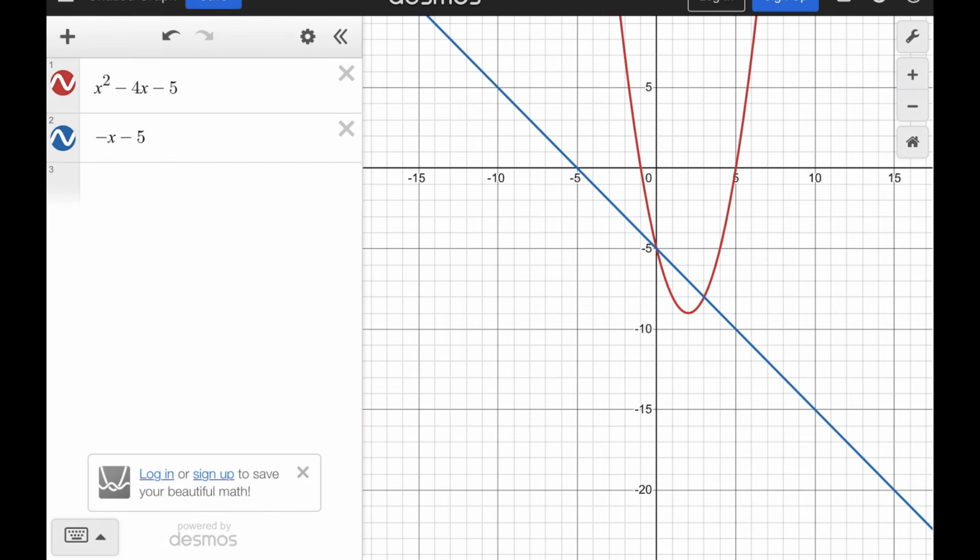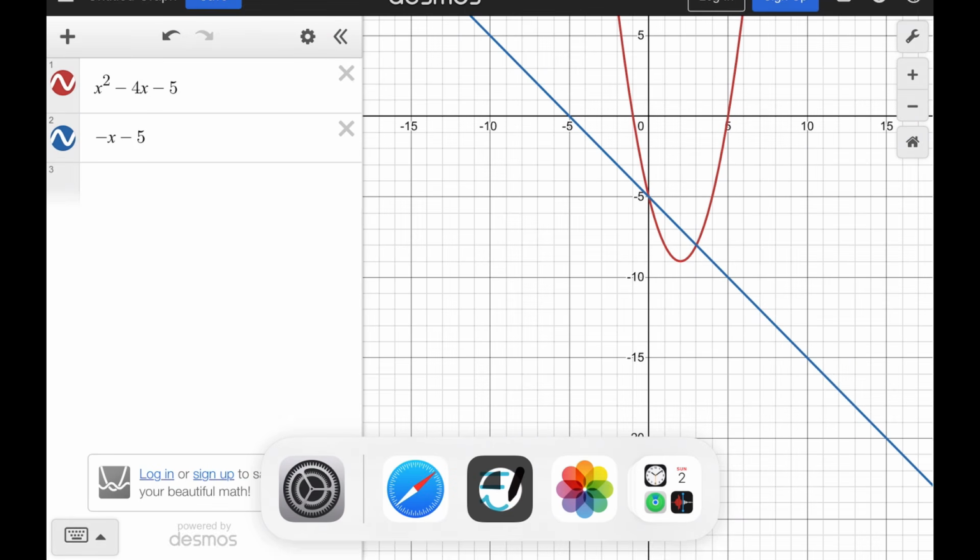If you have a look here, the red graph is x squared minus 4x minus 5, and the blue graph is negative x minus 5. Now, as you can see, at 0 and minus 5, the two graphs meet. In other words, it's a point of intersection. They also meet at 3 and minus 8. Those are the 2 points of intersection that we found.